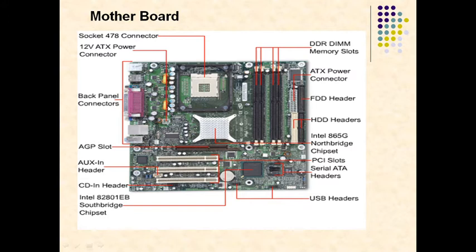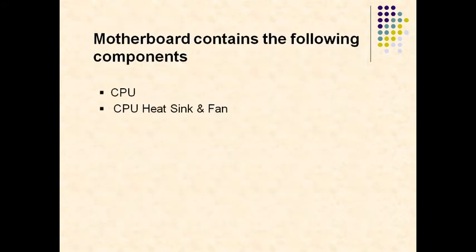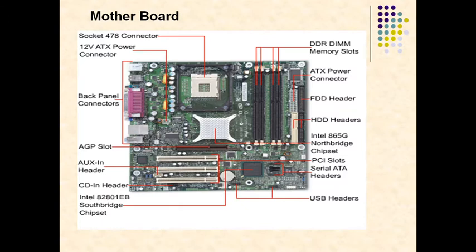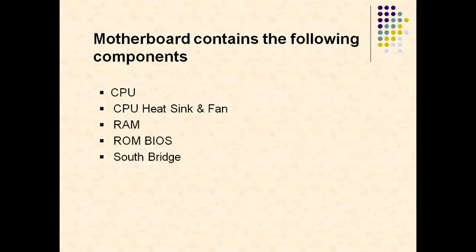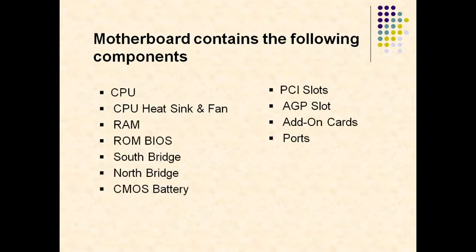Okay students, now let us proceed to the next slide. Now, what does a motherboard contain? We have seen the pictorial view of the motherboard and its different parts. Now we'll see the list of components. This slide lists the components. Motherboard contains the following components: CPU, CPU heat sink and fan, RAM, ROM BIOS, South bridge, North bridge, CMOS battery, PCI slots, AGP slot, add-on cards, ports, FDD and HDD interface cables. So all these are the parts of a motherboard.